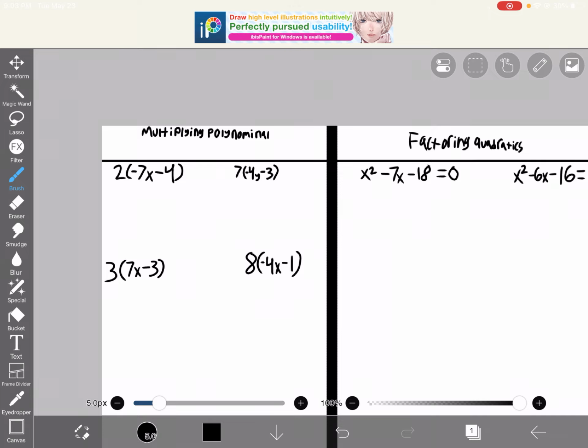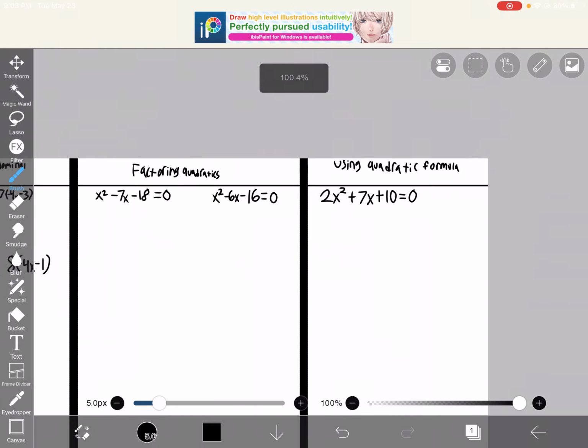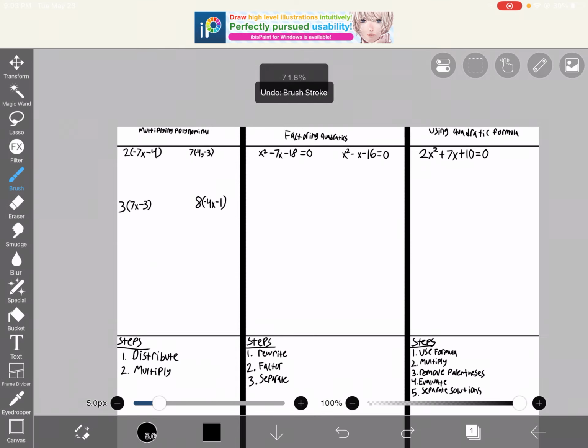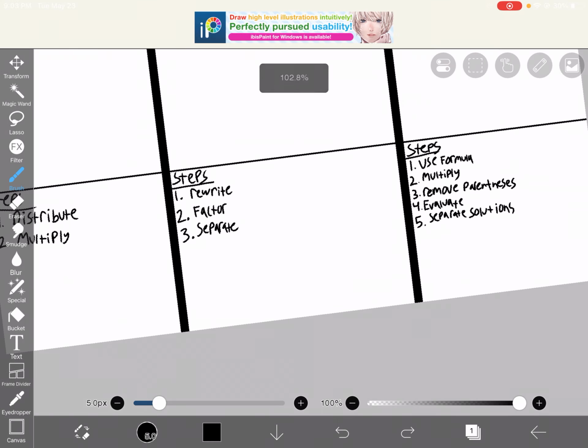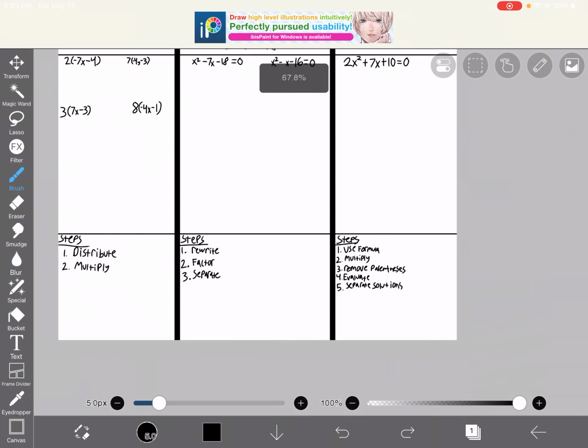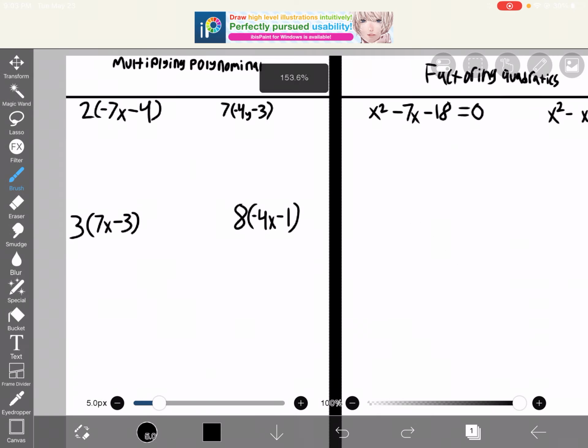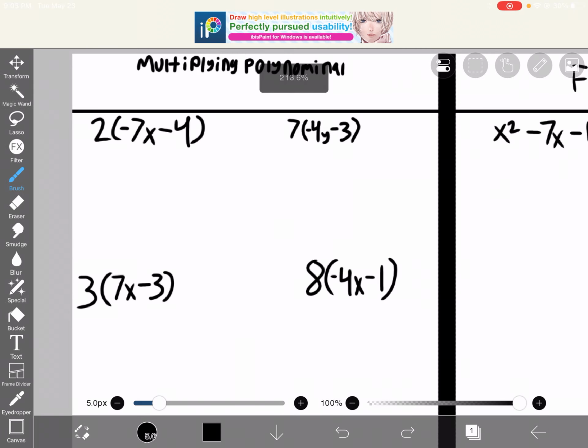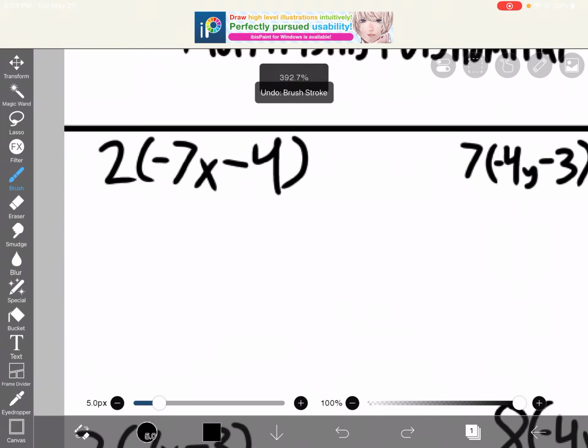So for my final, I'm going to be multiplying polynomials, factoring quadratics, and using the quadratic formula. Now I have the steps at the bottom that will help me. So the first thing is we have to distribute. I have 4 equations here. The first thing we have to do is distribute.